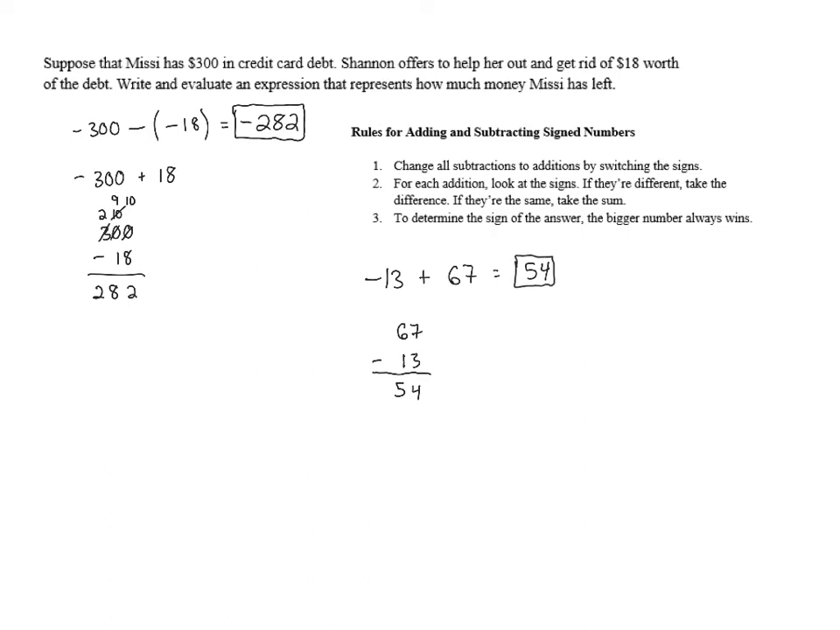All right. Let's take a look at one more. Let's look at negative 152 minus 376. Let's look at the rules again. First, we're supposed to change all subtractions to additions by switching the signs. This just means that we're going to rewrite this as negative 152 plus negative 376.